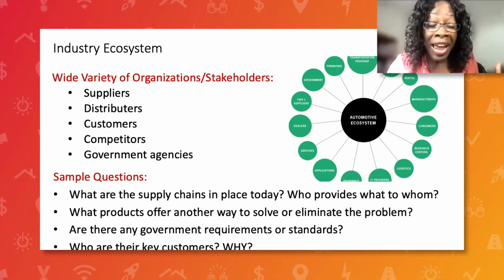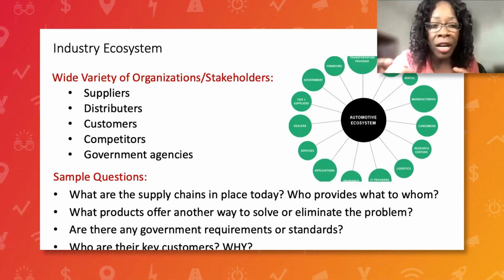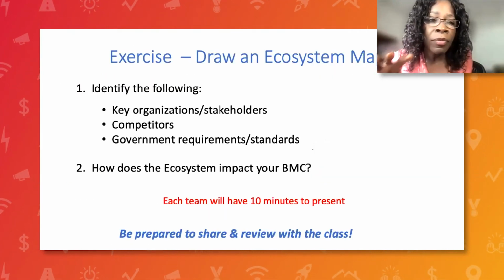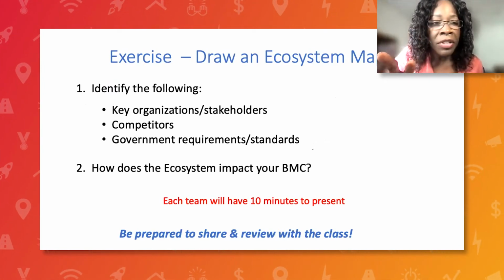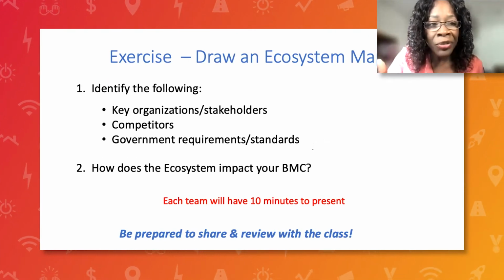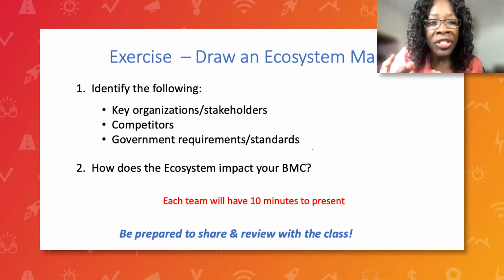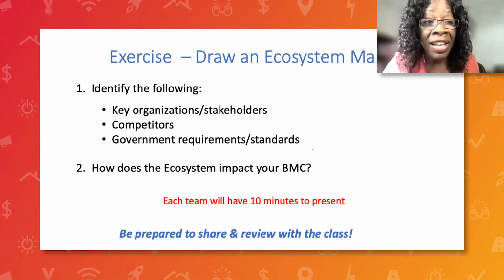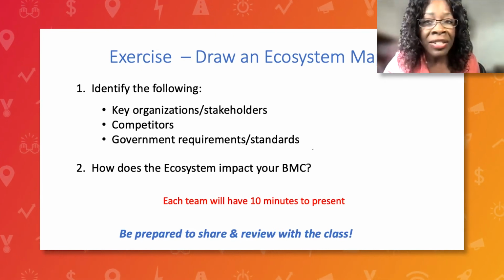What I want to do now, and like I said, today is our last time together, so we're going to be doing a lot of back and forth. I want you to think about your product, your service, who the competitors are, who your suppliers are, and whether there are any key organizations or influencers. Who are the stakeholders? And when you think about your business model canvas, how does this ecosystem affect that? I'm going to leave this up here.